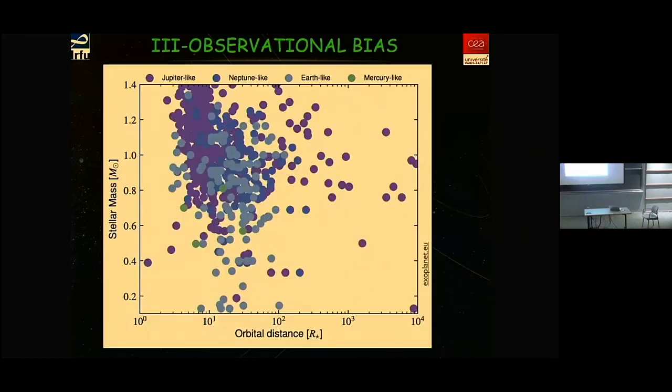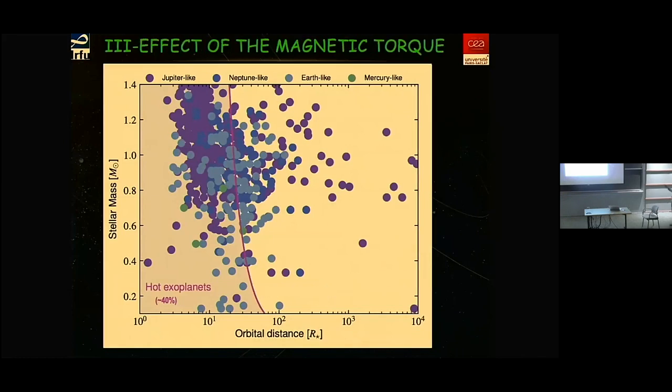That's just to show the stellar mass against the orbital distance. That's the orbital period, if you just use Kepler's laws. But if we add the magnetic torque, this is how things are shown.